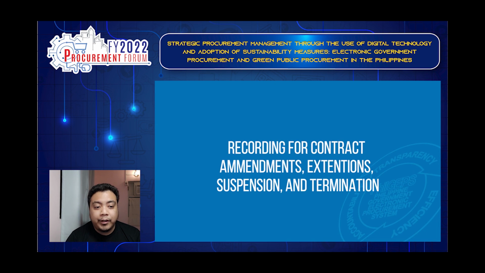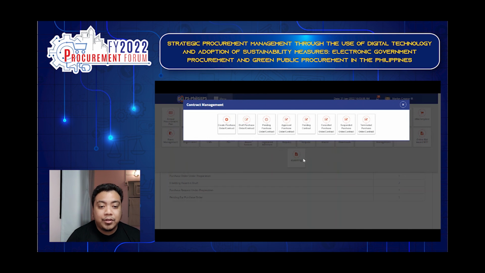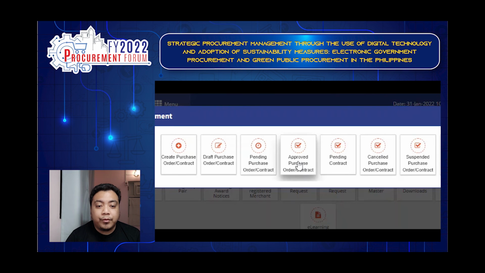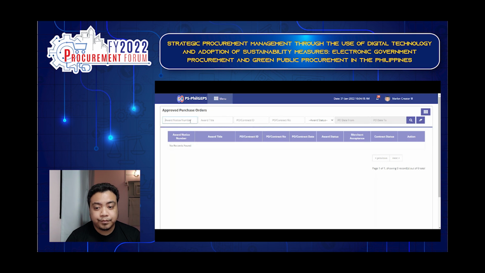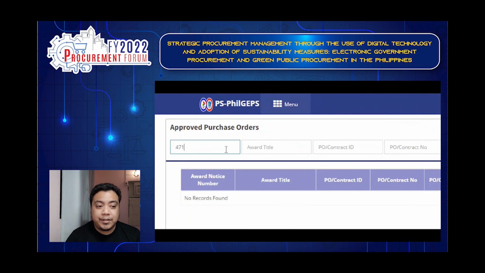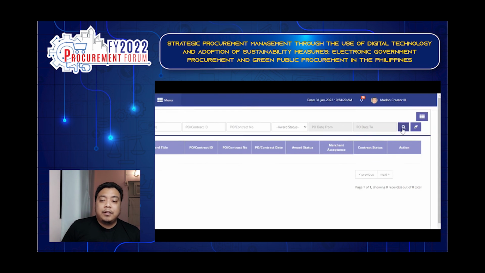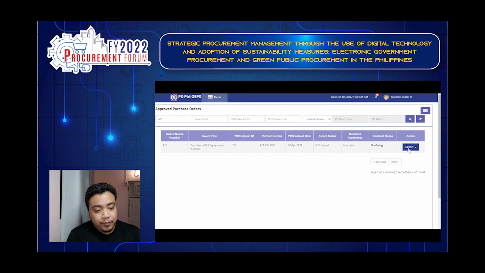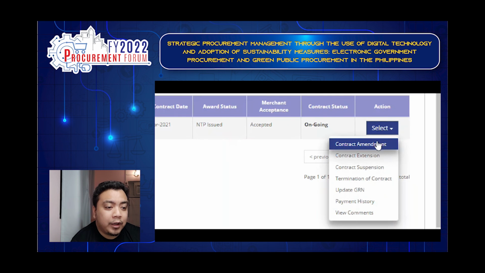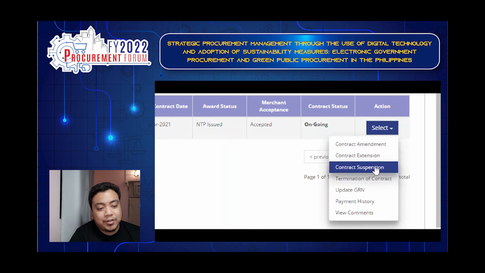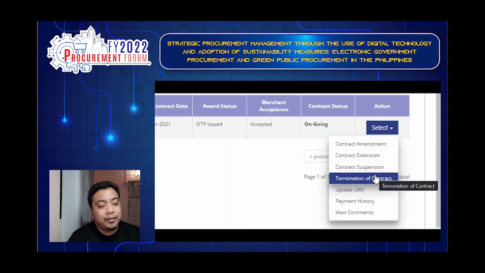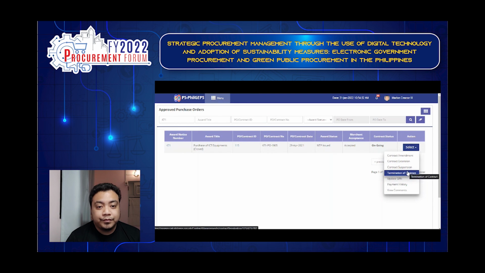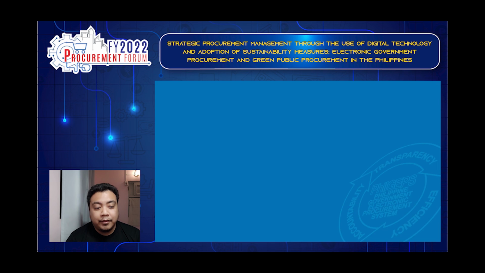So for the recording for the contract amendments, extension, suspension, and termination, for the approved purchase order, you can select a specific approved purchase order, and then we can select amendment, extension, suspension, or termination of the contract. And that's all. Thank you.